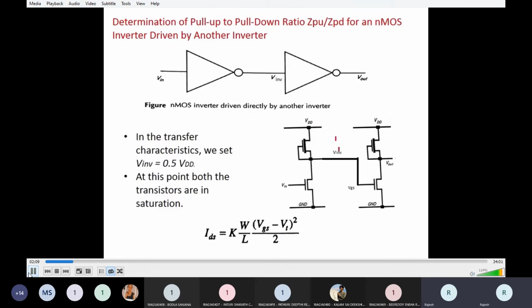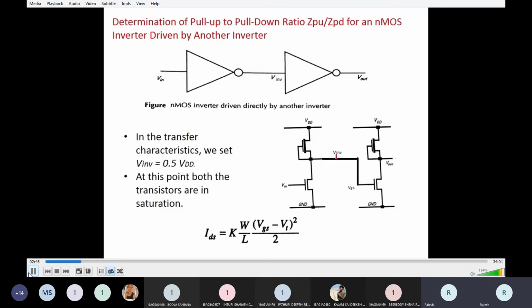Here this is inverter 1 and this is inverter 2. So for inverter 1, the input is Vin, same as here, and the output of inverter 1 is Vinv, and the output of inverter 2 is Vout. And if you observe, for this inverter 2, the input is VGS. And from this it is clear that the output of inverter 1 is equal to the input of inverter 2. So here the output of inverter 1 is Vinv and the input of inverter 2 is VGS.